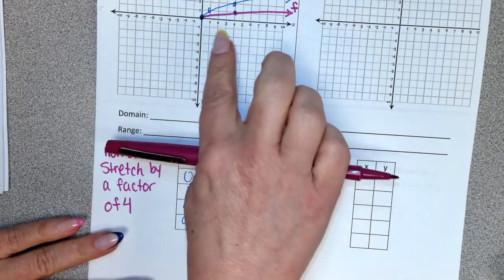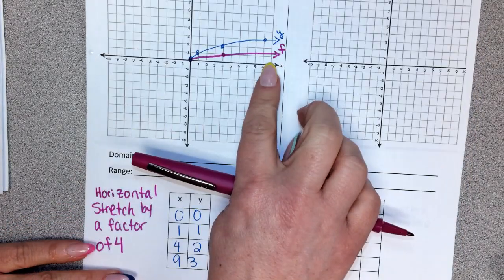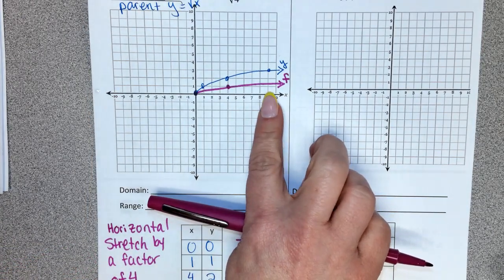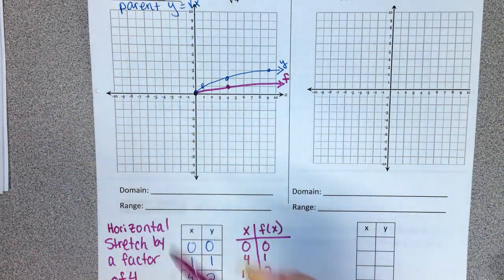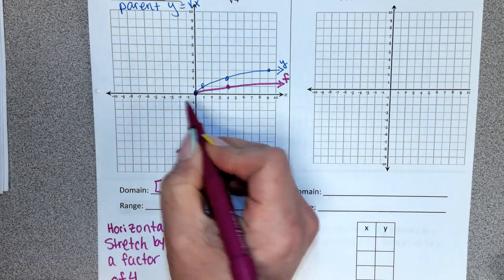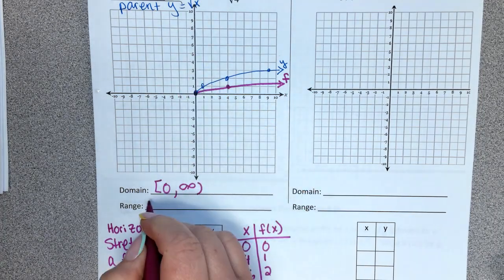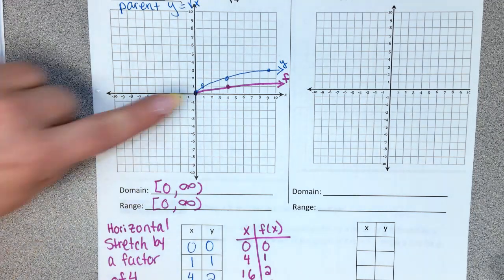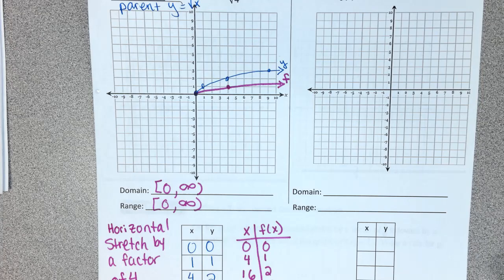Notice the domain of f. It's still starting at 0 and going to infinity. And the range is also starting at 0 and going to infinity. That's super interesting because that matches the domain and range of the parent function. So that's pretty neat.